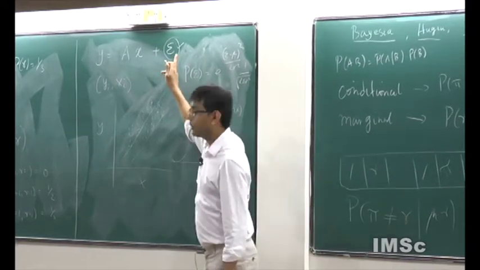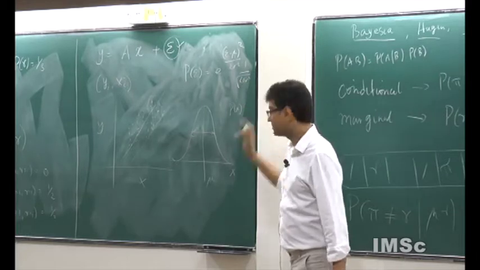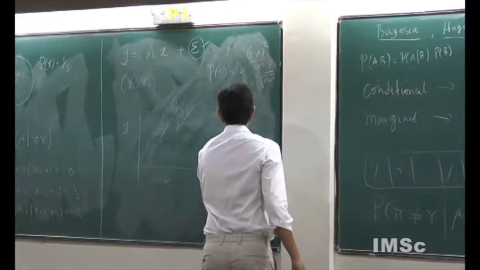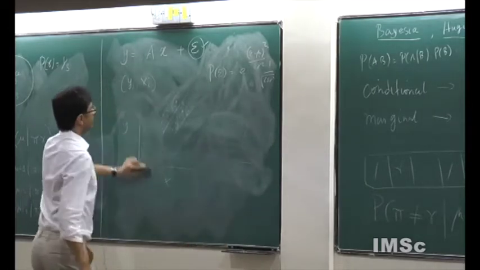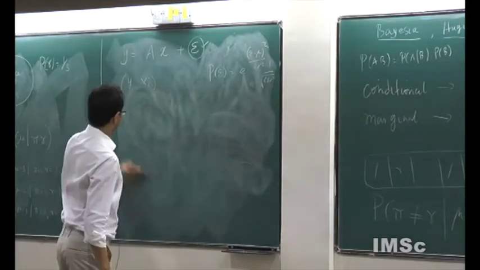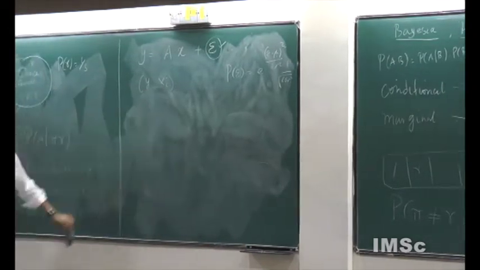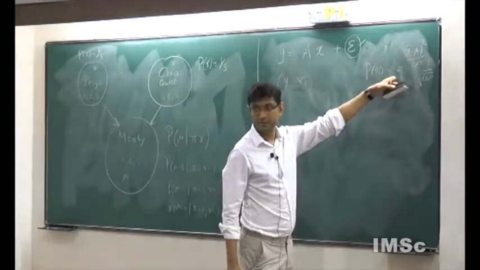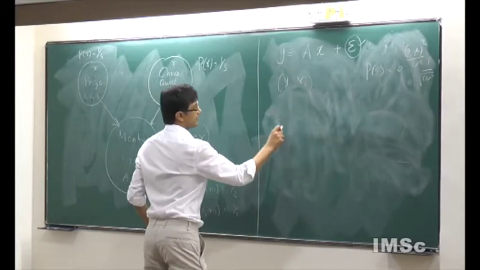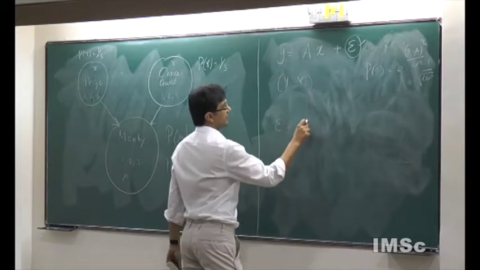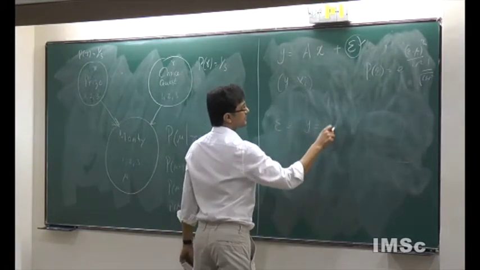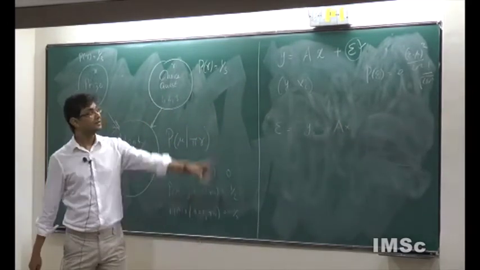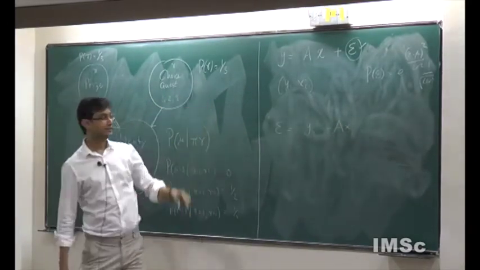Now, once you do that, you will see why the square has to be minimized. It's very easy, because from this, I now know that P of epsilon is normally distributed, but epsilon is what? Epsilon is y minus Ax, right? Just from the regression equation itself.